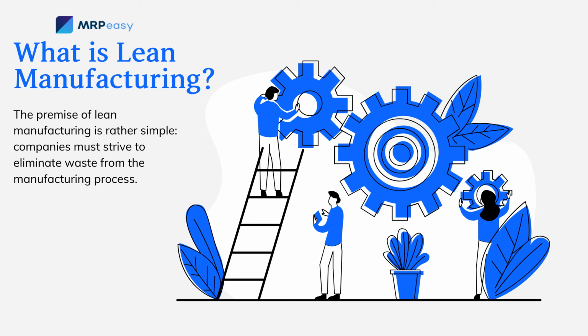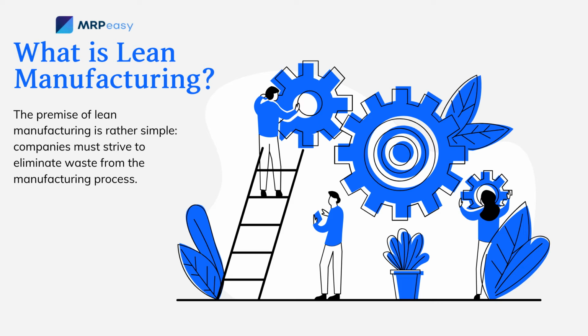We are going to give you an overview of lean manufacturing. The premise of lean manufacturing is rather simple. Companies must strive to eliminate waste from their manufacturing process. In this context, waste is any activity that doesn't add value from a customer's point of view.